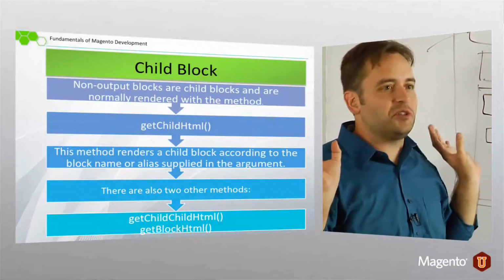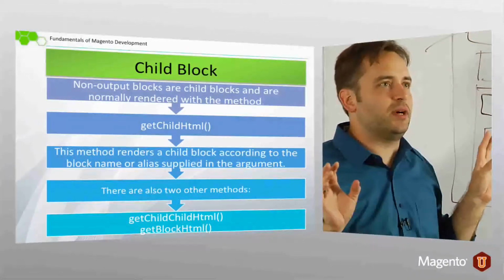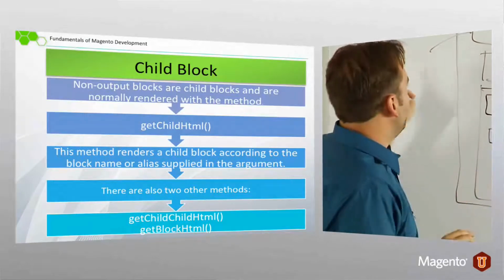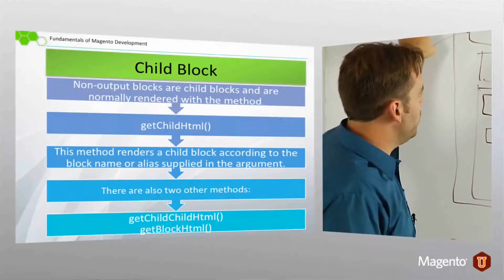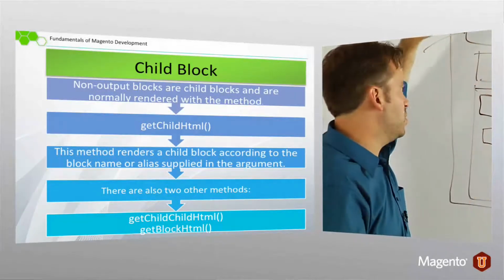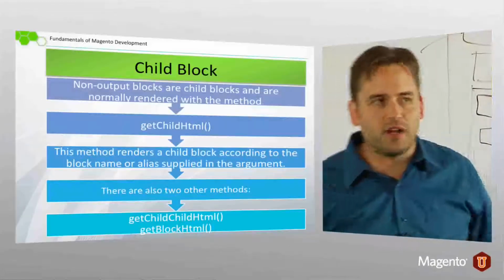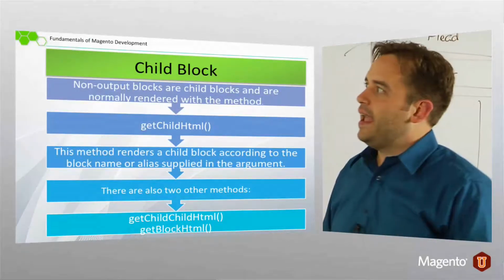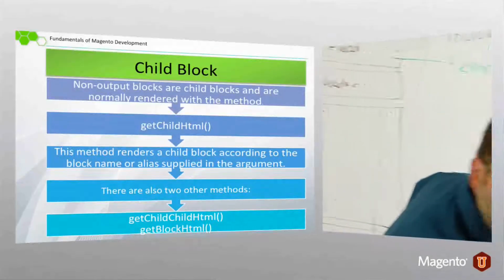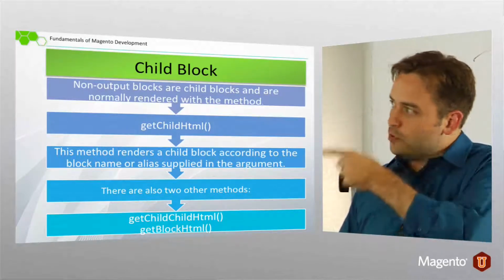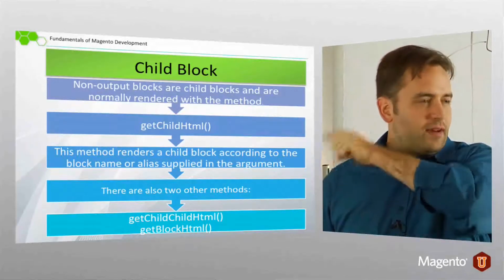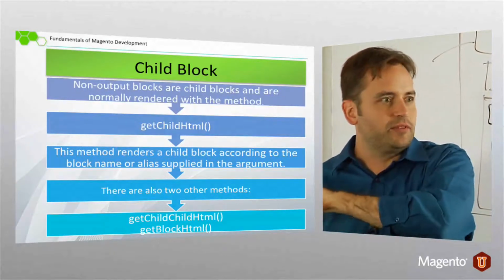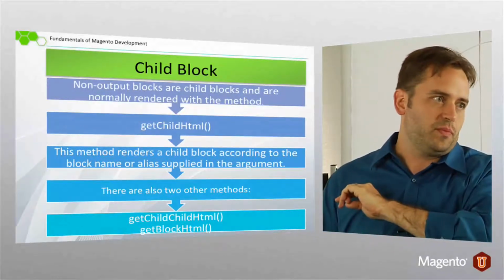Again, this is great. I'm telling you all this stuff that you really don't ever even have to think about, but we'll tell you because you're here. Output block, the outermost block. All the other blocks inside are child blocks. And they are accessed using getChildHTML. And I have a slide here. We're going to start looking at these template files and looking at these getChildHTML calls, all right?